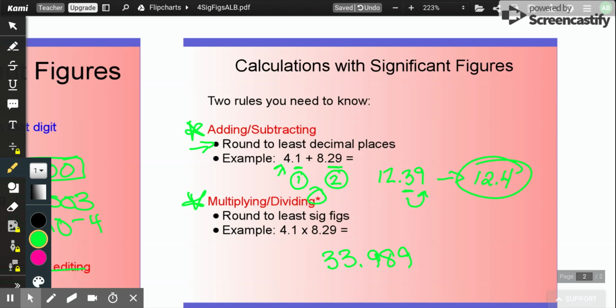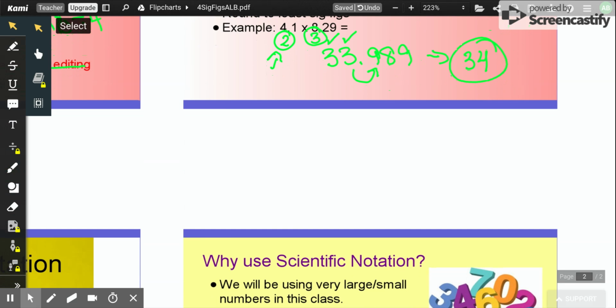Now I count how many sig figs are here. There's 2 sig figs in this number, and there's 1, 2, 3 sig figs here, and I want to go with my least precise answer, so that means I get 2 sig figs. So I get that place, look next door, and I'll be rounding up. My rounded answer is going to be 34. Okay. You'll get a lot of practice on rounding sig figs.